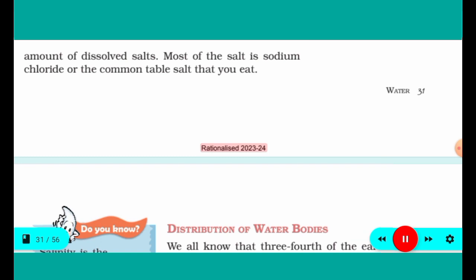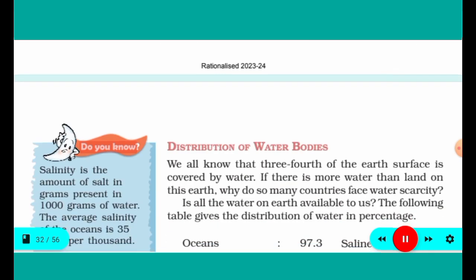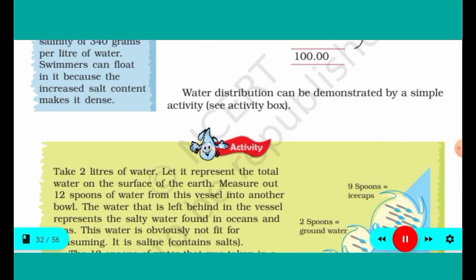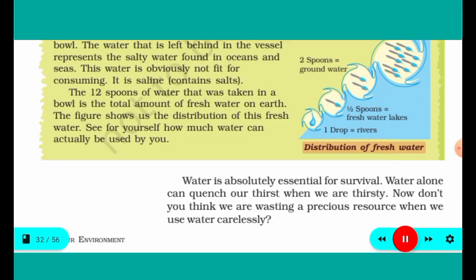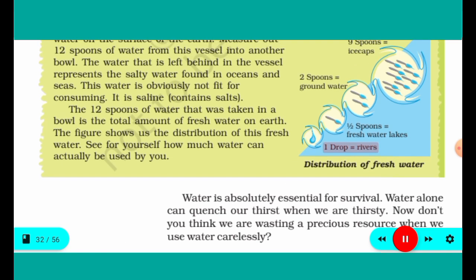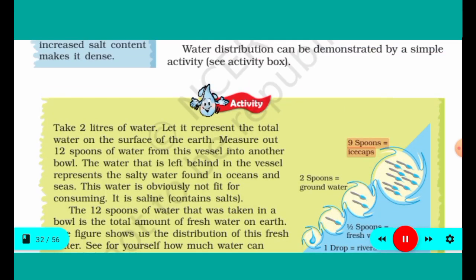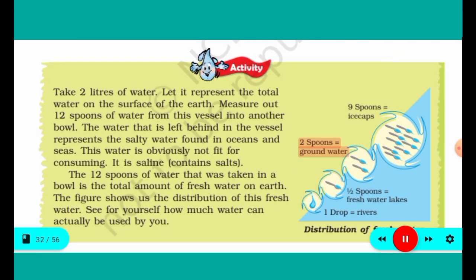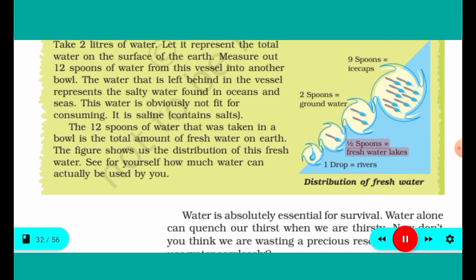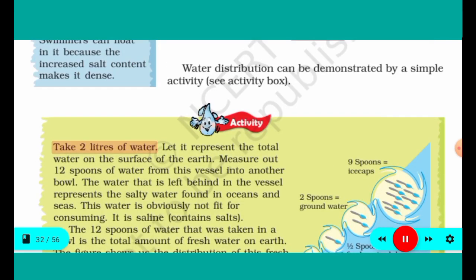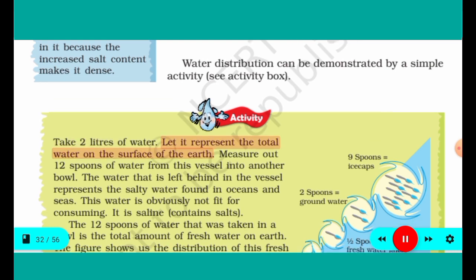Our environment. Do you know? Activity. Distribution of fresh water. 1 drop equals rivers. 9 spoons equals ice caps. 2 spoons equals groundwater. 1/2 spoons equals freshwater lakes. Take 2 liters of water. Let it represent the total water on the surface of the Earth.